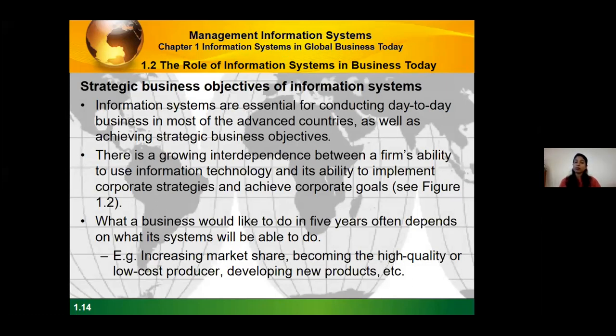So now the second point says there's a growing interdependence between a firm's ability to use information systems and its ability to implement corporate strategic and corporate objectives of the organizations, right? So that means there's a direct relationship between the organization's ability to use the information technology as well as their ability to implement the strategies and goals of the organization.